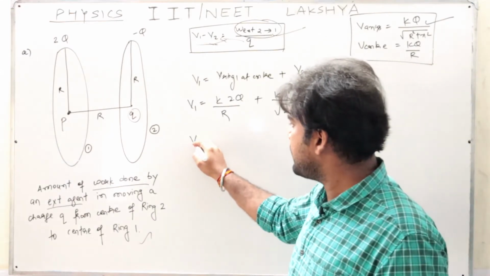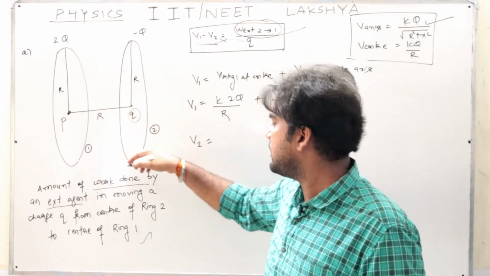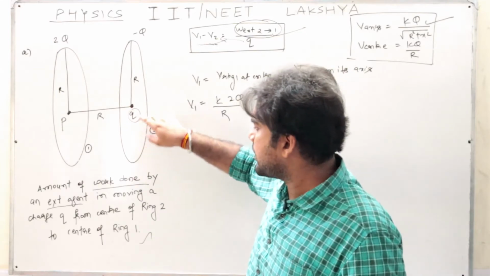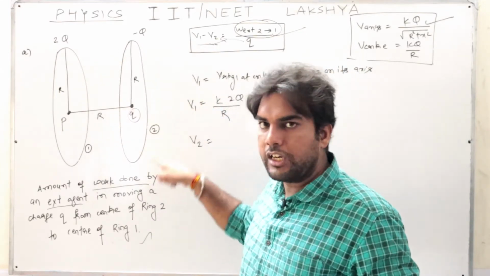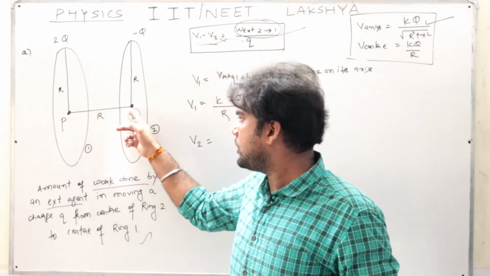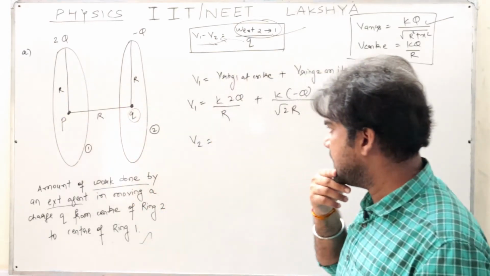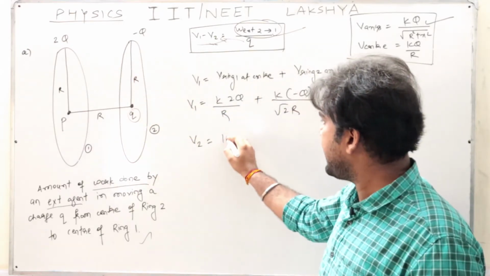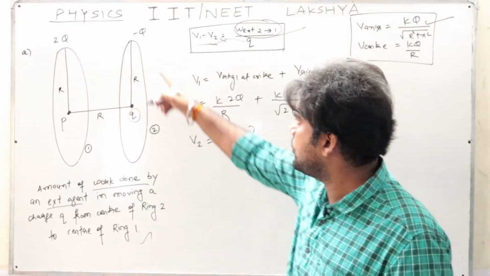Now let us write potential at 2. Let us say this point is potential at 2, at this point. Now, if you observe carefully, this point is behaving as the center of ring 2 and the axial point for ring 1. Center of ring 2 and axial point of ring 1. So, center of ring 2, what is the formula? KQ by R. Formula is KQ by R, but here Q is minus Q.